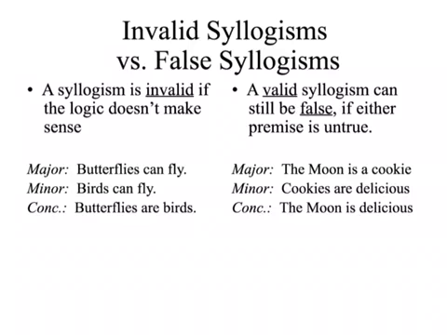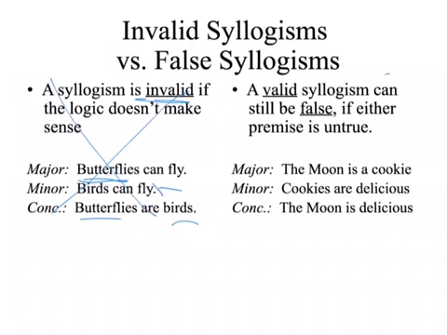So if you look here at this invalid syllogism, the logic doesn't make sense. Here is a syllogism that is not valid. It doesn't work. Butterflies can fly, birds can fly. Butterflies are birds. Obviously, they're not. And that logic is incredibly flawed, right? We've taken the first item in the major premise, and it doesn't exist at all in the minor premise, and then all of a sudden we're concluding that butterflies are birds. This is an invalid syllogism.